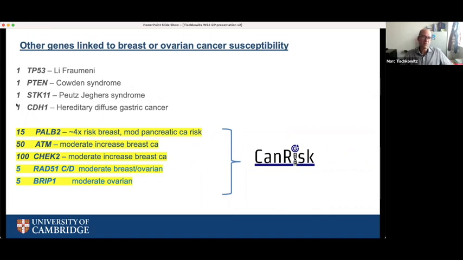And again, these would be very unusual to have one of these in the GP surgery, maybe 1 or 2 patients in a practice of 10,000. Often they have other clinical features that provide clues. But really the focus of CanRisk will be on this area here, on these genes, together with BRCA1 and BRCA2.